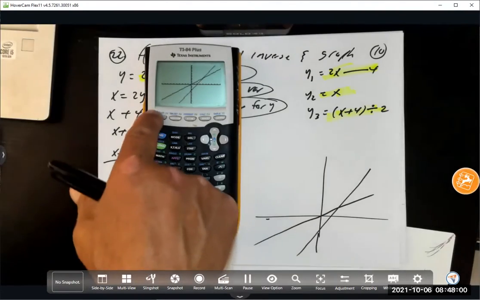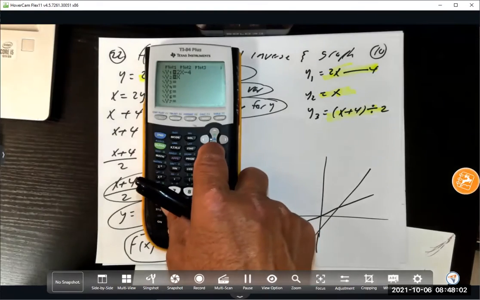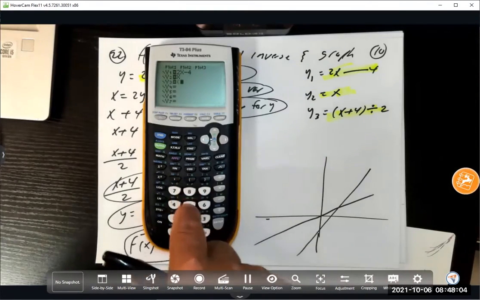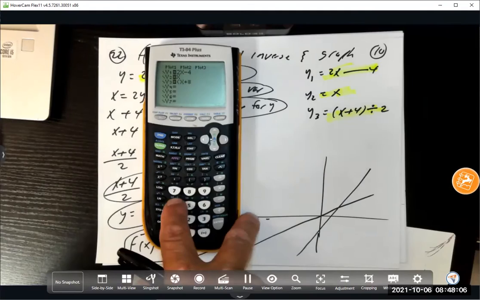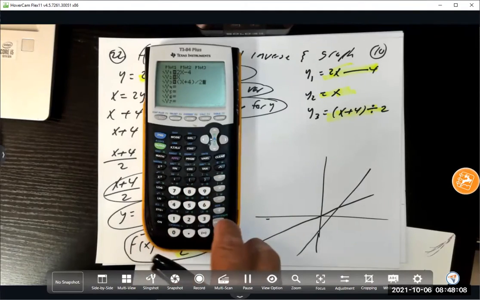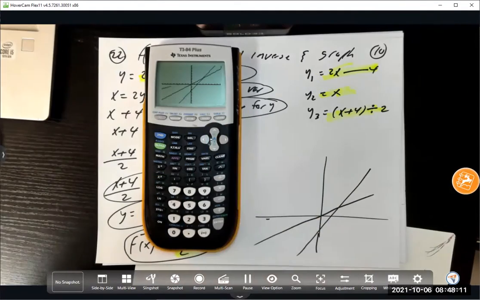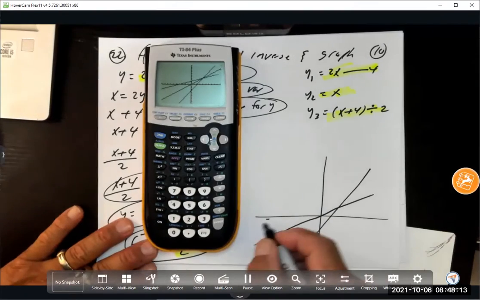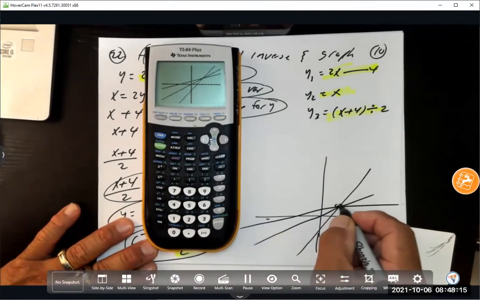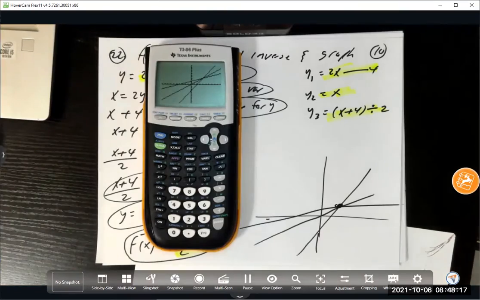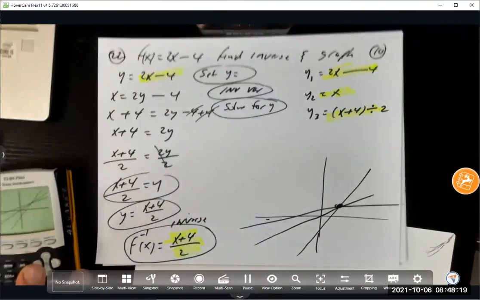And the last one, the third one, it's going to be this one here. Parentheses, X plus 4, divided by 2. Graph. Looks like it's going to go over here somewhere, somewhere right there. Y'all get a third graph like that? Yes. All right, now, same thing.